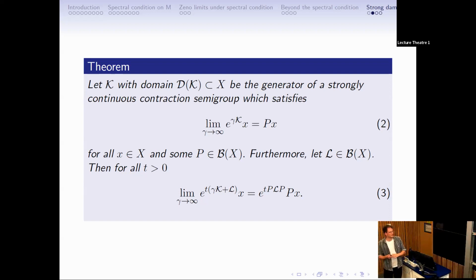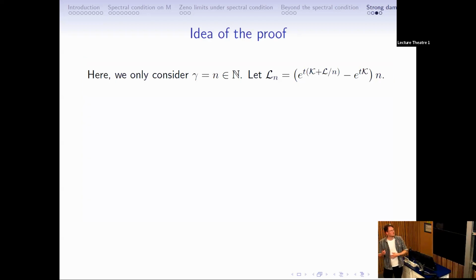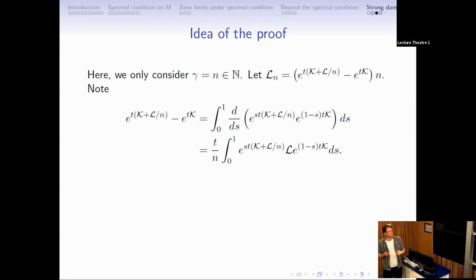And it's proven exactly the same way as before, but the only thing you need to talk about is how you actually get an operator product out of this e to the gamma K plus L. Here we again consider this difference Ln, which now looks slightly different. So we can write it down as this difference. This calculation first only holds applied on some x in the domain of K, but then we get some bounded operator out, so we can extend to some bounded operator on the whole Banach space.